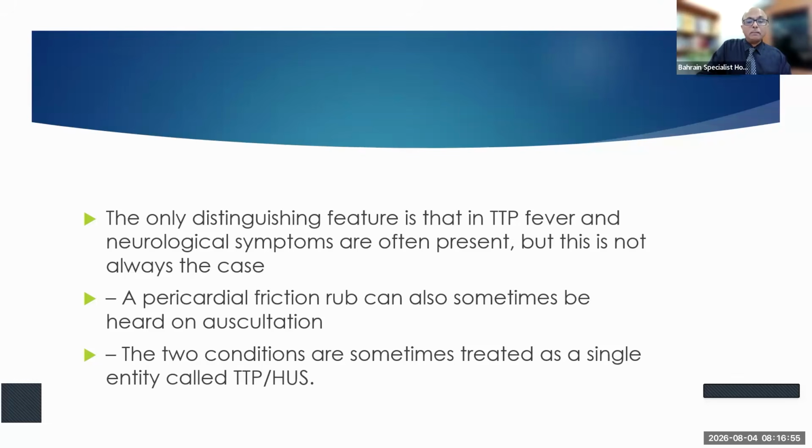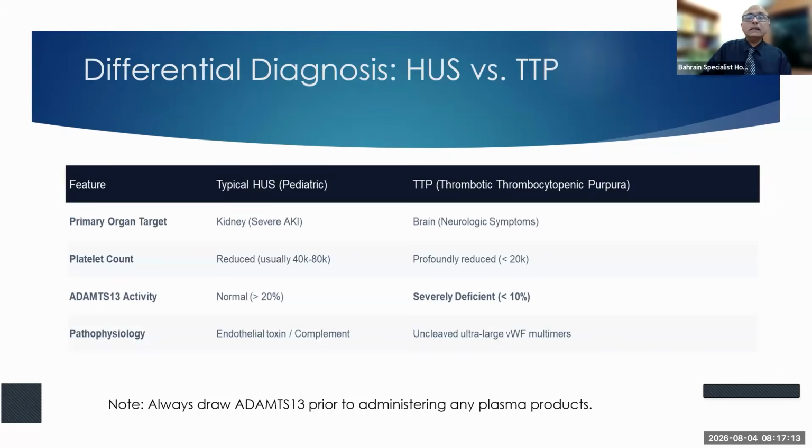There can be a pericardial rub because of hemolysis or infection, which you sometimes hear on auscultation. These two conditions can mimic each other, so sometimes you have to treat them as a single entity. HUS and TTP should be treated as a single entity. This is the differential diagnosis between HUS and TTP.